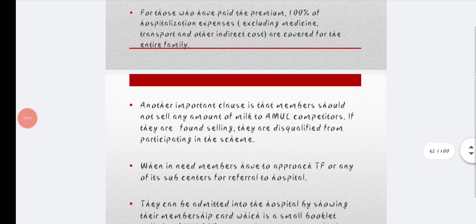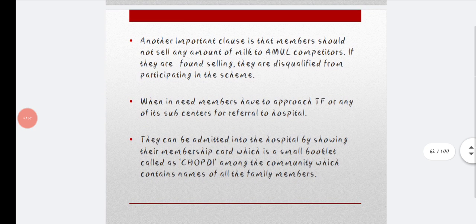One more important clause under this scheme is that members should not sell any amount of milk to Amul competitors. If they are found selling, they are disqualified from participating in this scheme. So they cannot sell the milk to competitors of the Amul company.